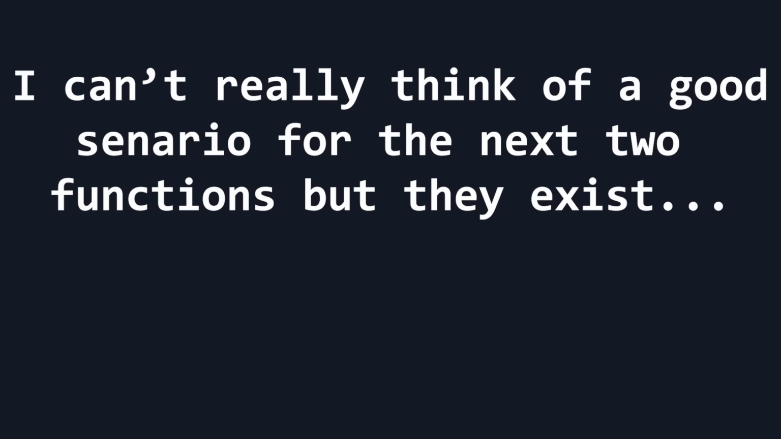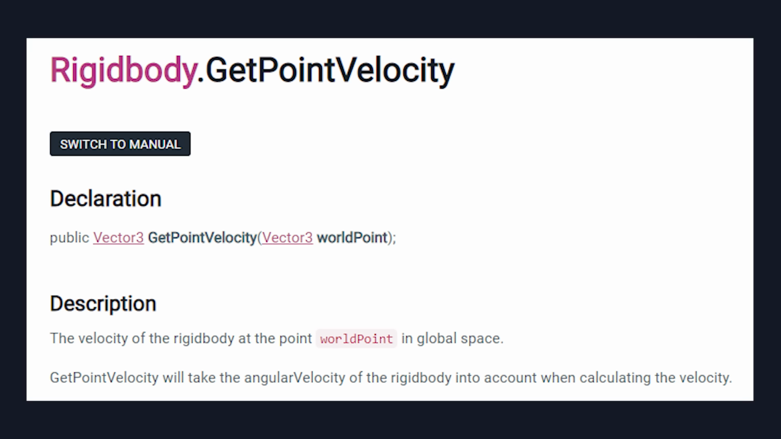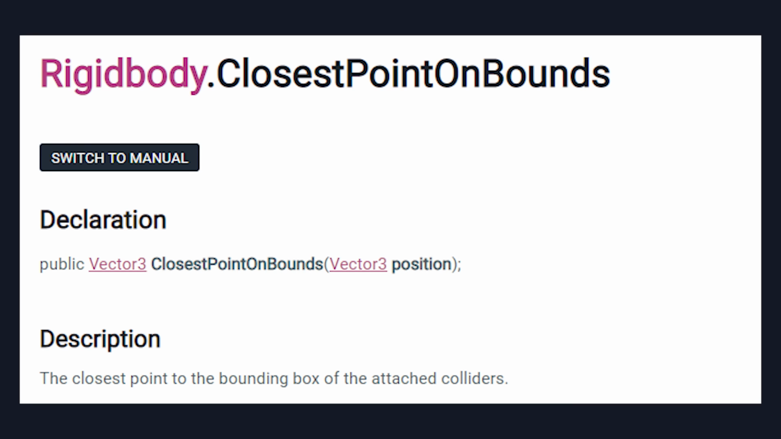The next two things are going to be very niche, and I can't really think of a scenario where you'd actually need them, but you can figure out the tangential velocity of a rotating object by using the getPointVelocity function and passing in a vector 3 in world space as the point for the first argument. The next function is called closestPointOnBounds, which also takes a vector 3 for the point you want to find the closest point on the rigid body's collider. This function returns a vector 3 for the closest point.